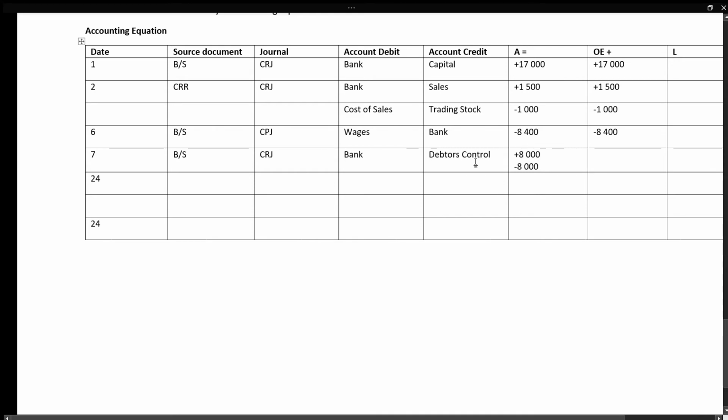therefore my debtors control, the people that owe me money, that balance will decrease with 8,000 Rand, and my bank will increase with that same amount since I received the money, and I will put it in my bank for safekeeping. I did not work with owner's equity. I also did not work with liabilities. Therefore, 8,000 minus 8,000 equals 0 plus 0. I have done this one correctly as well.